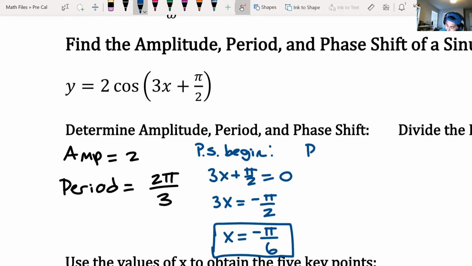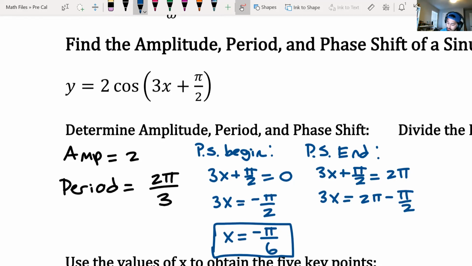And now we want the end of our phase shift. So we take 3x plus pi over 2 and set it equal to 2 pi and solve for x. Again, you'll move that pi over 2 over. Then we will divide by 3, but let's put this as one whole fraction together. You'll do 2 pi over 1, get a common denominator of 2, which gives you 4 pi over 2 minus pi over 2. What would that give me? 3 pi over 2. And then you divide by 3, which again is the same as multiplying by 1/3. And we'll get our end shift at x equals pi over 2.